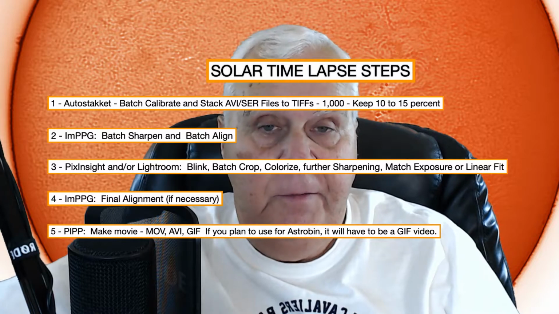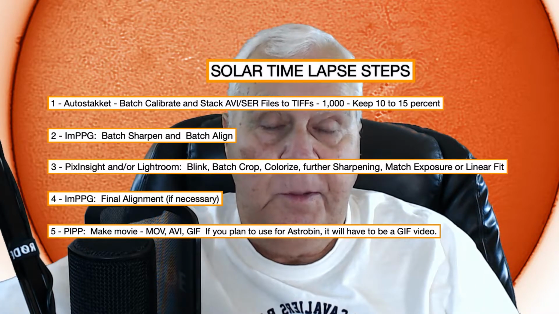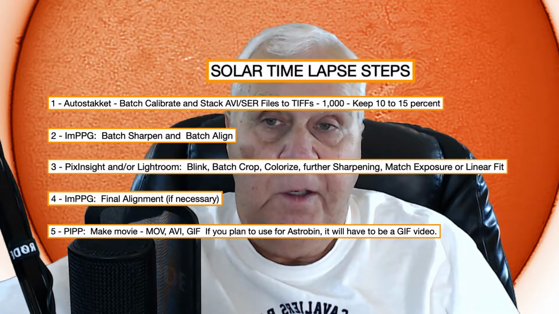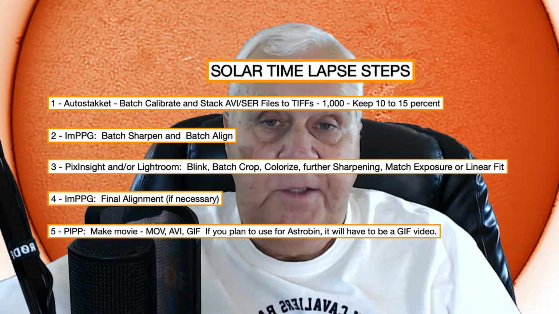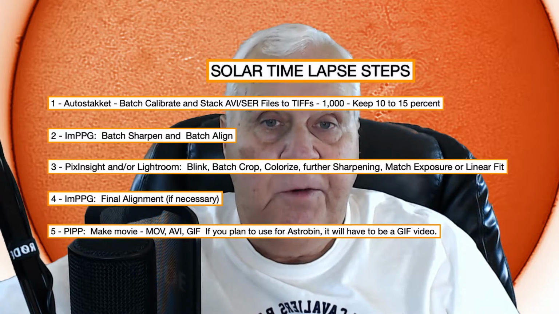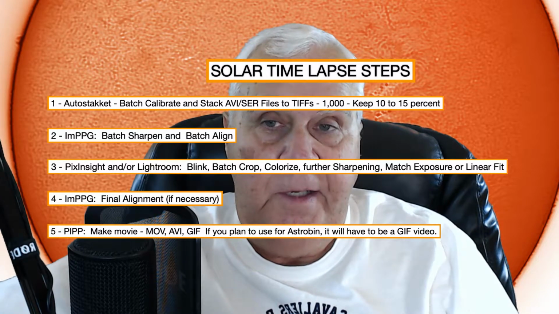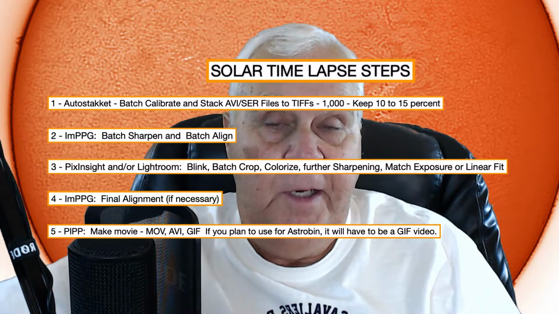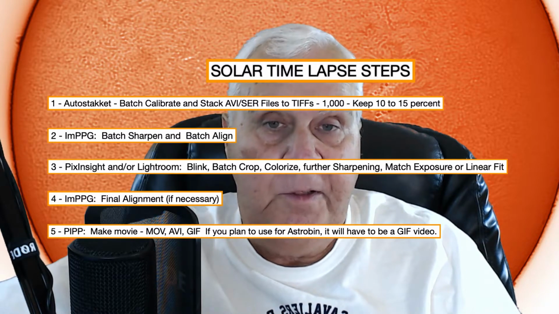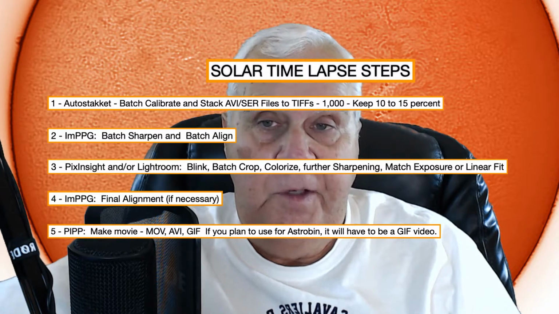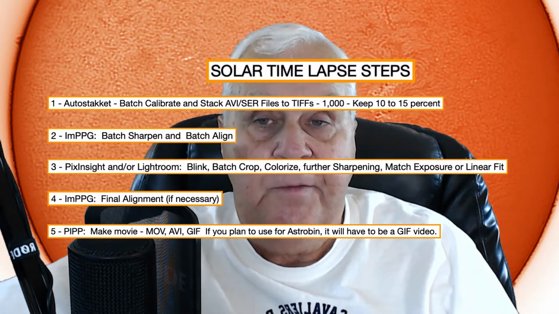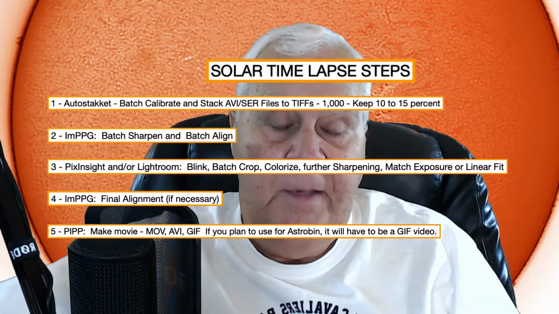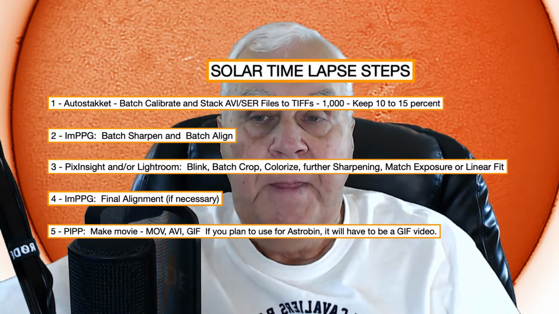I usually take around 500 frames. Depending on whether it's a prom that I'm chasing or a sunspot, I may vary that. I sometimes take as many as 1,000, but that creates a really large file size. And after all, I'm going to be creating a GIF. It's going to be a large enough file as it is. So I keep the file size down as much as I can. So 500 frames of AVI files is a gracious plenty.